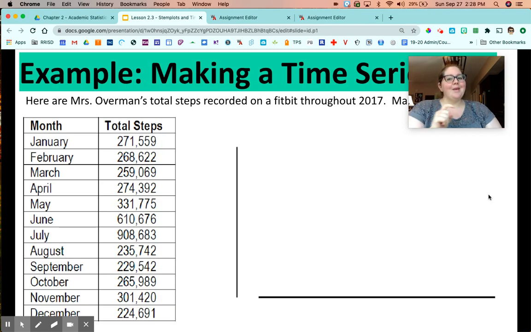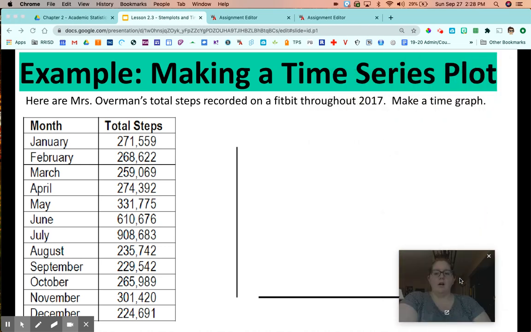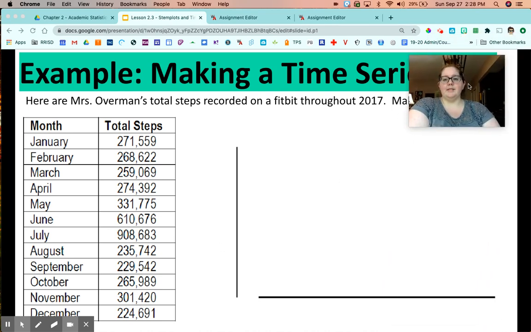So now we're going to make a time graph really quickly. It's basically just like graphing points on a line. So these are Mrs. Overman's, who is a statistics teacher at Cedar Ridge, total number of steps recorded on a Fitbit in 2017. So we have from January to December in 2017. These are the entire total amount of steps for each month. So what we're going to do is make this time series graph.